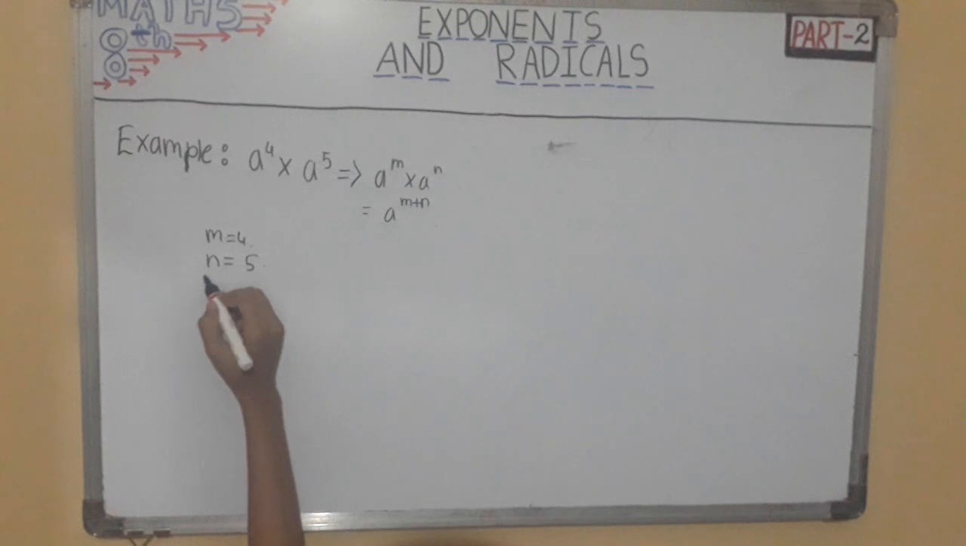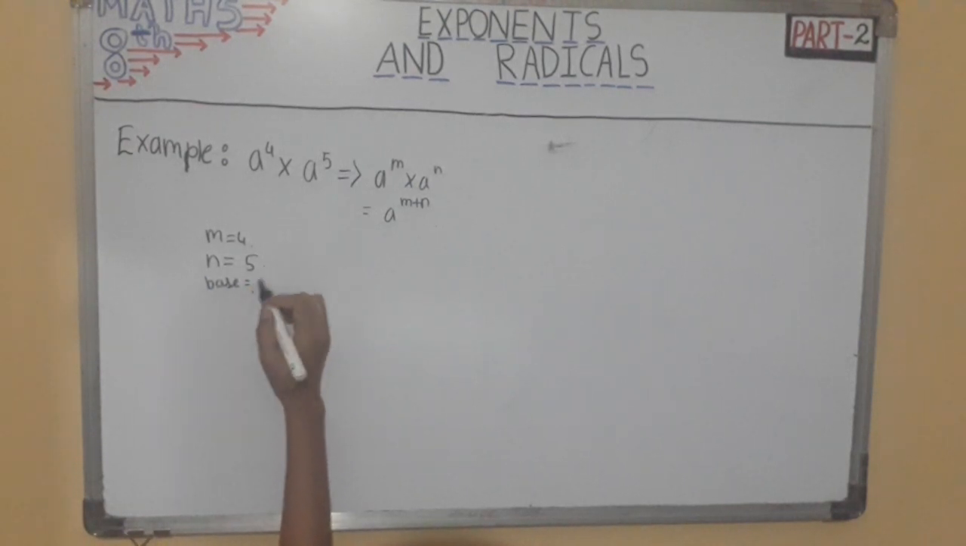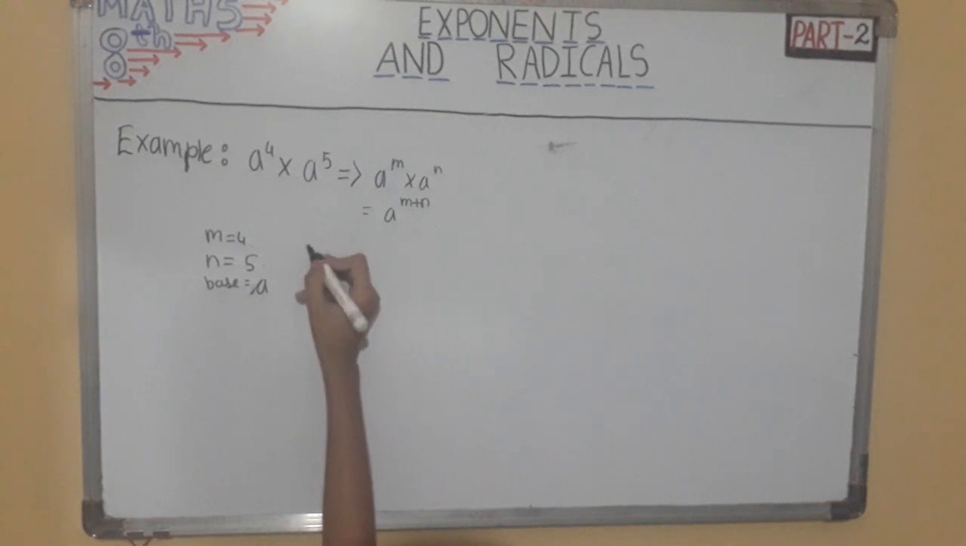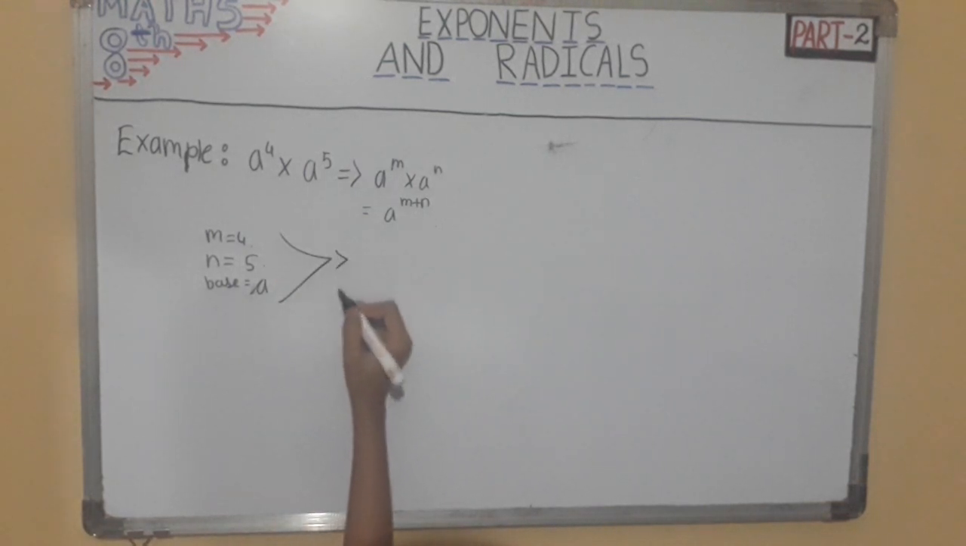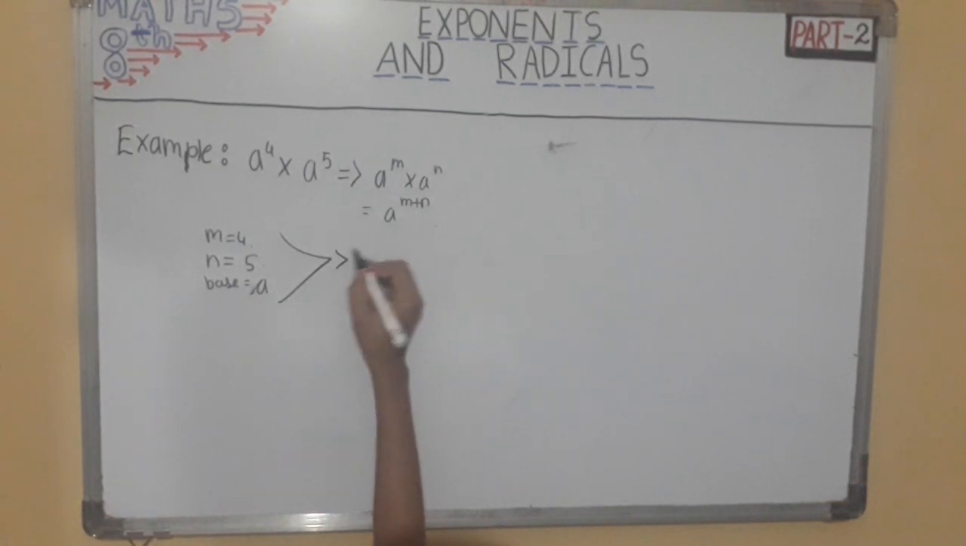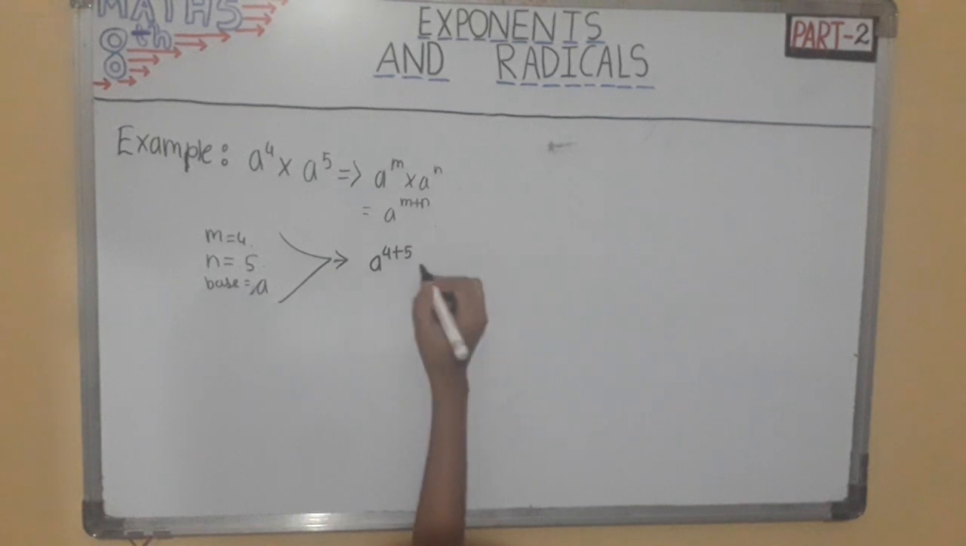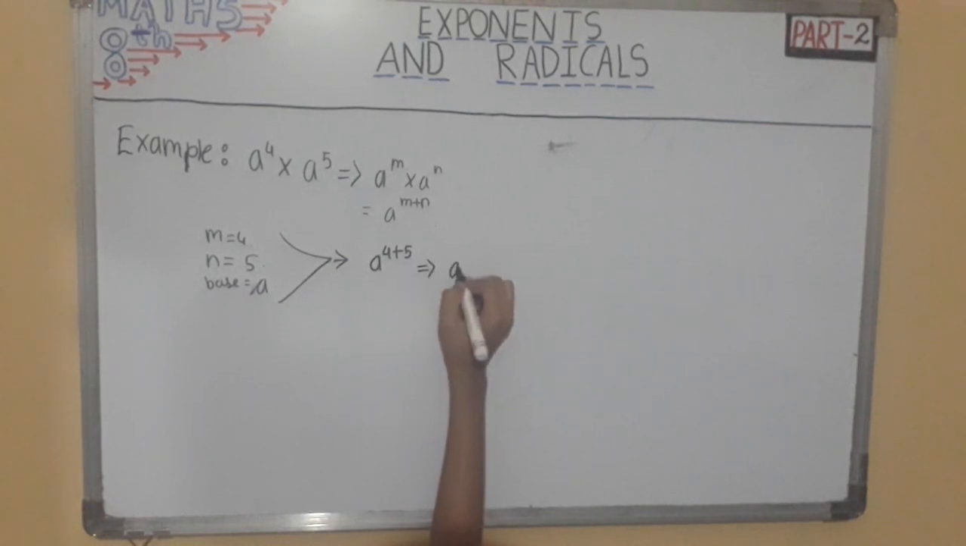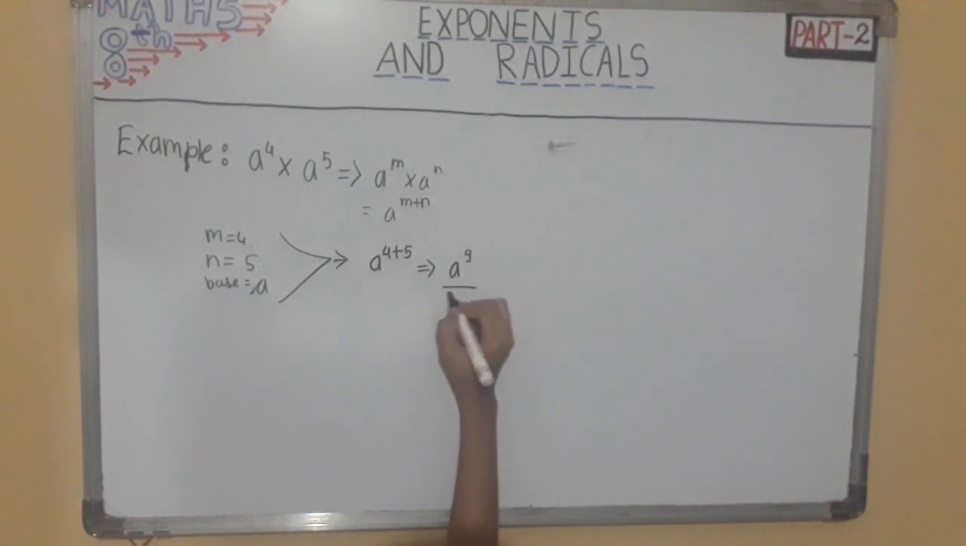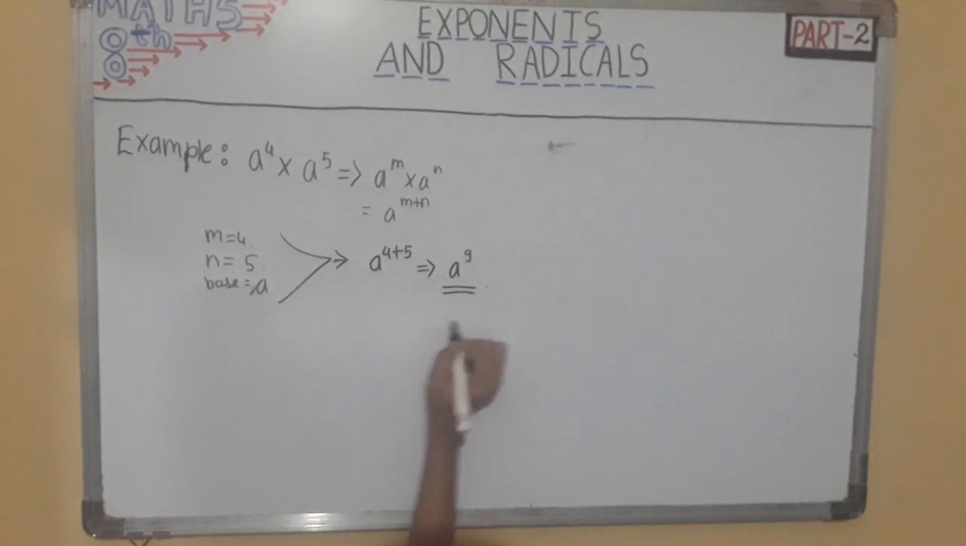The base is same, that is a. Now by remembering this all, a raised to 4 plus 5, that is equal to a raised to 4 plus 5 is 9, so therefore answer is a raised to 9.